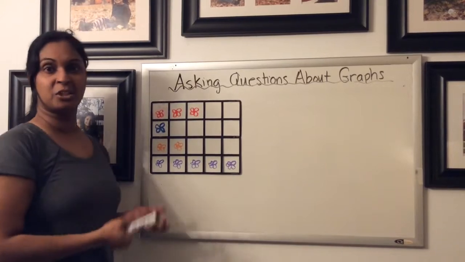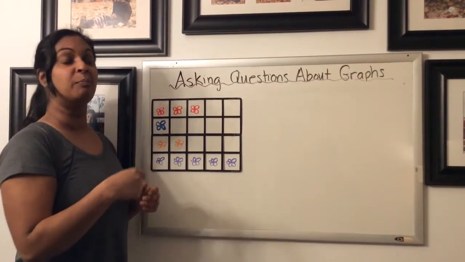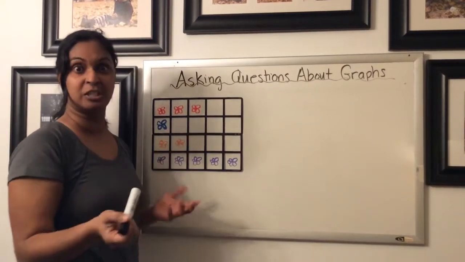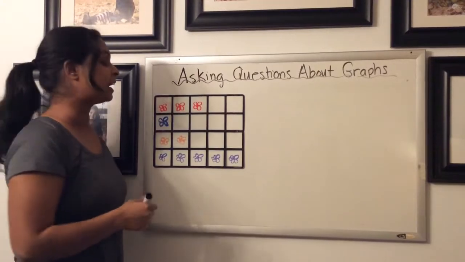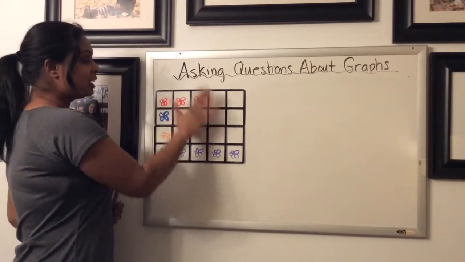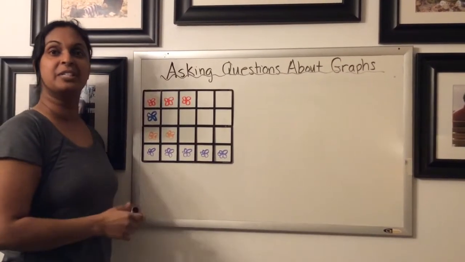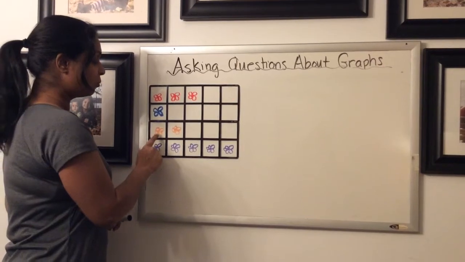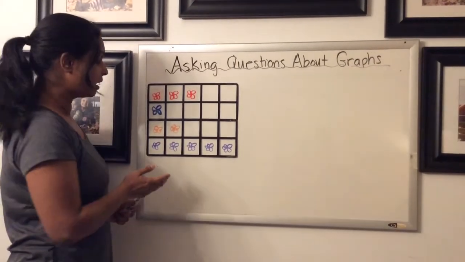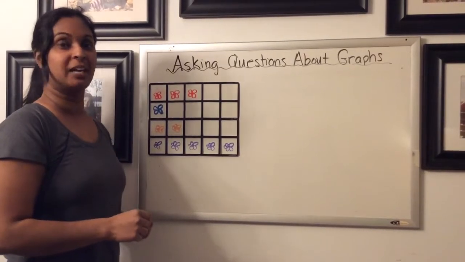So before we can ask questions about our graph, or sometimes we call it making conclusions when we answer these questions about graphs, we're going to have a look at the data and think about our data for a minute. So having a look at the red flowers, I can see that there are 1, 2, 3 red flowers in my garden. There is 1 blue flower in my garden. There are 1, 2 orange flowers in my garden. And there are 1, 2, 3, 4, 5 purple flowers in my garden.